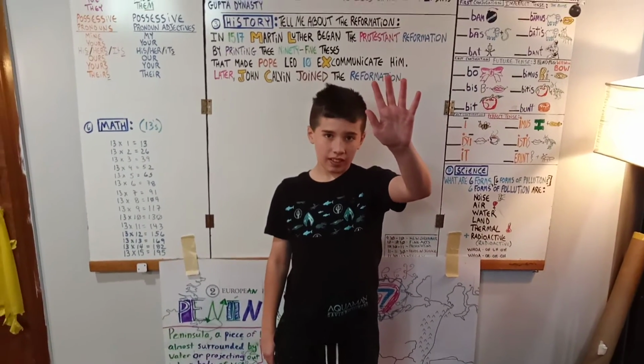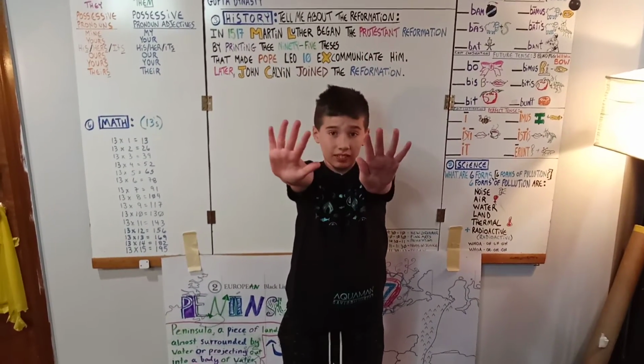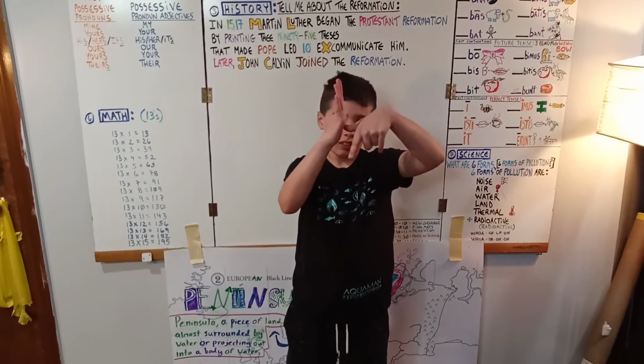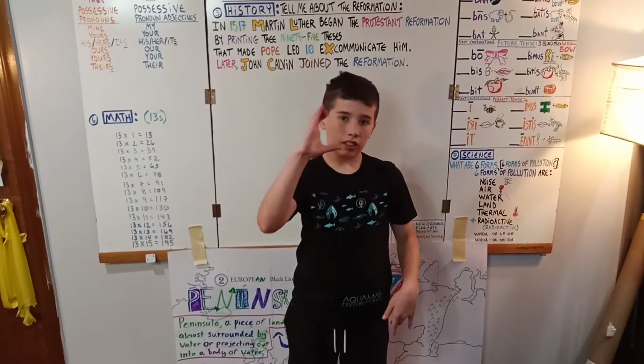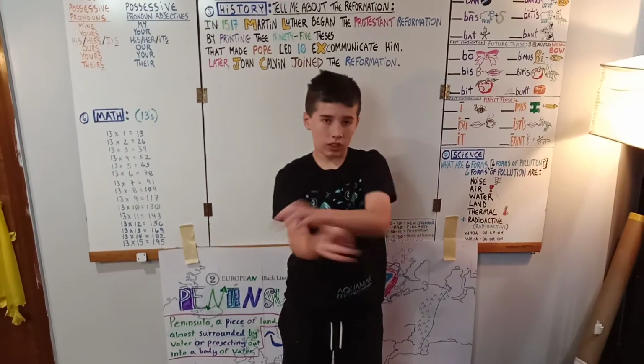That made Pope, make the sign for Pope, Leo the 10th, make a 10. And then we're going to excommunicate him. And then we'll do L for later, J for John, and C for Calvin. Join, the sign for joined, the Reformation. And that's what we're going to do.